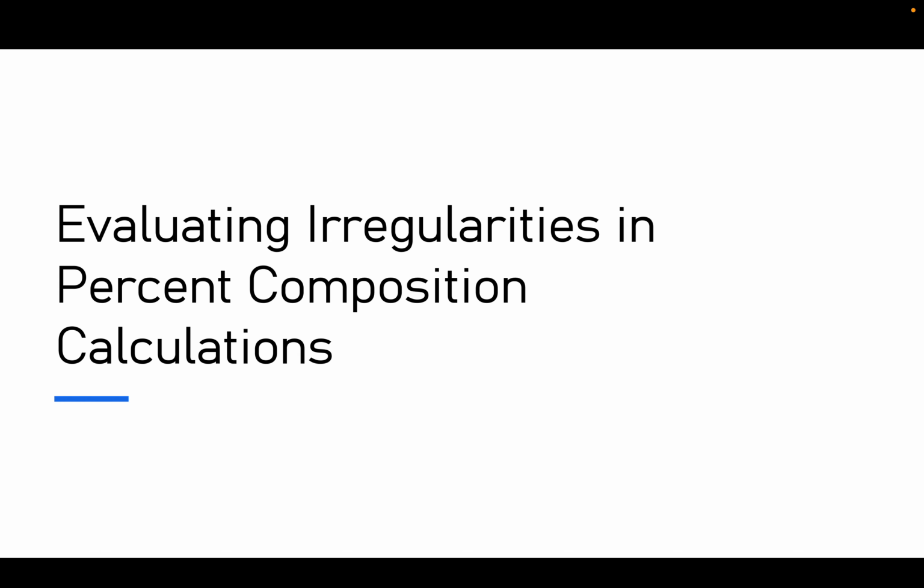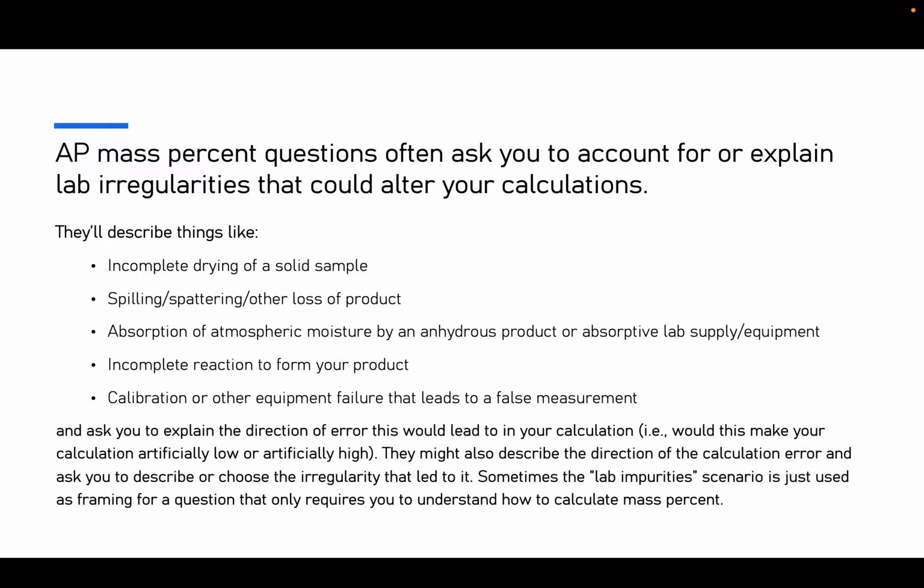Now we're going to consider how to evaluate irregularities in problems like this. You will sometimes have straight up mass percent questions, but for whatever reason, College Board will often frame the questions on this skill around a lab irregularity. So for example, you'll have some kind of experiment described and something will have gone wrong along the way. So they'll have some kind of equipment failure, or there was a spill, or the reaction didn't totally proceed, or the student did not drive off all of the water from their sample that was supposed to be weighed dry, etc.